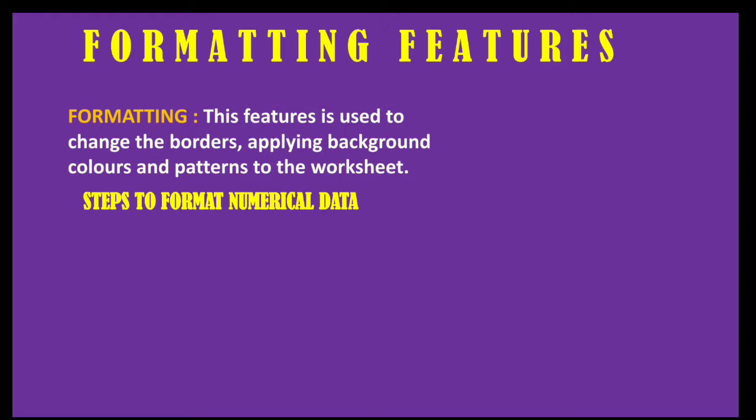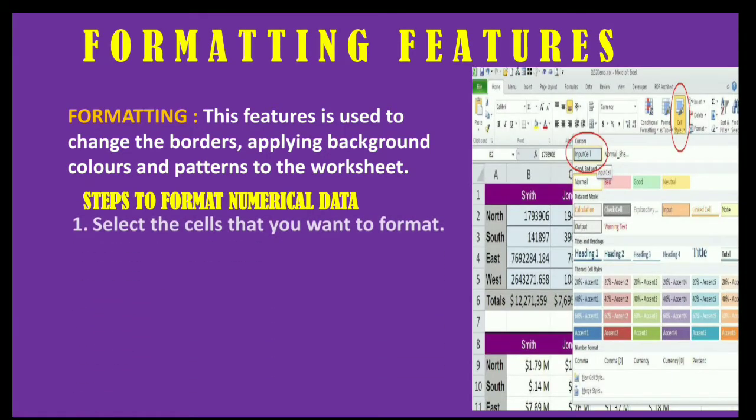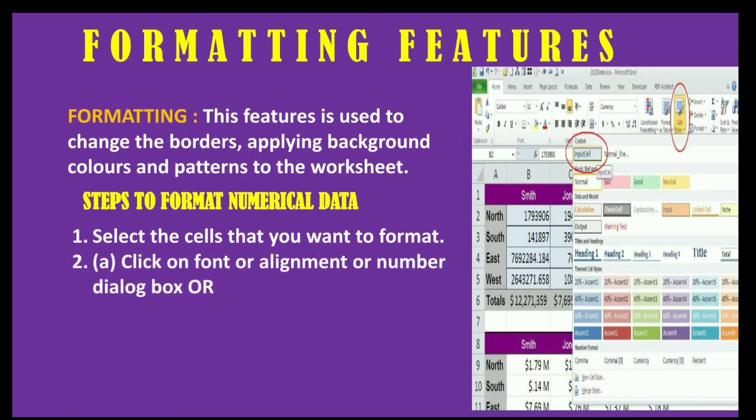Steps to format numeric data. Number 1, select the cell that you want to format, and then number 2, click on font or alignment. Font means to change the typeface, like Times New Roman, Garamond or Arial. You can also make it bold, italics, underline. You can even change the size of the text. You can align the text by moving it to the right, left, or center.